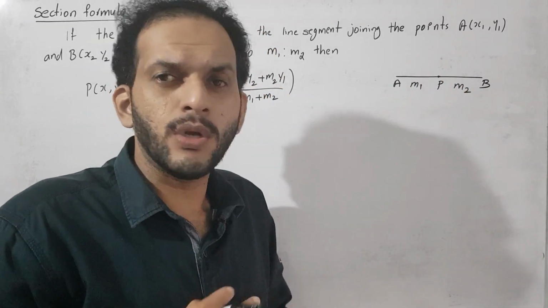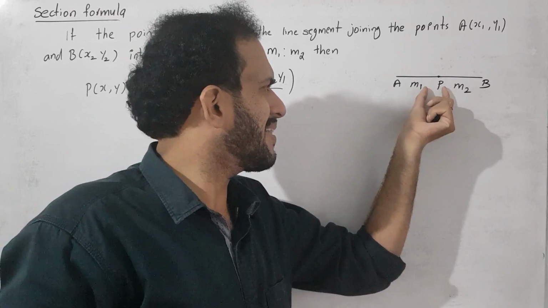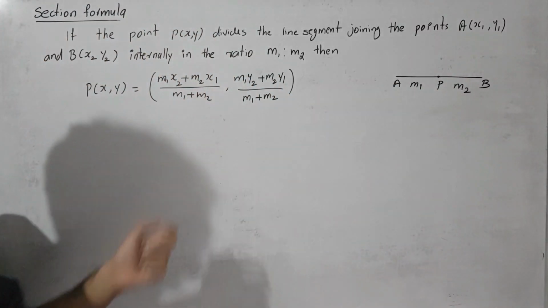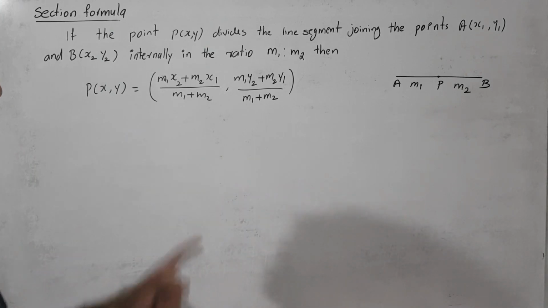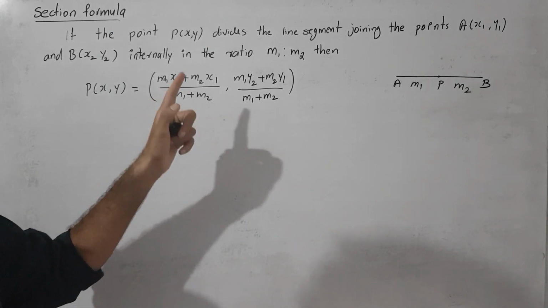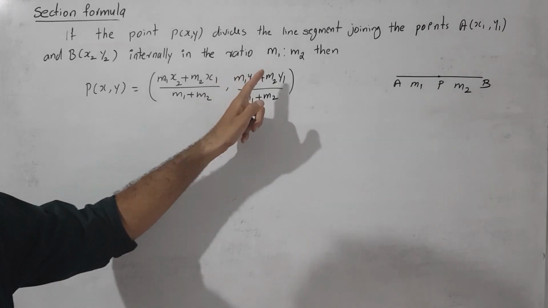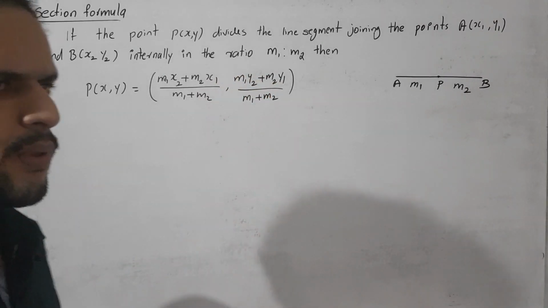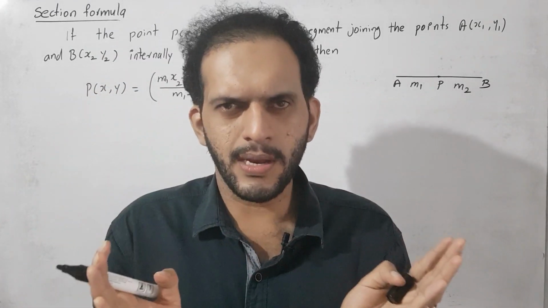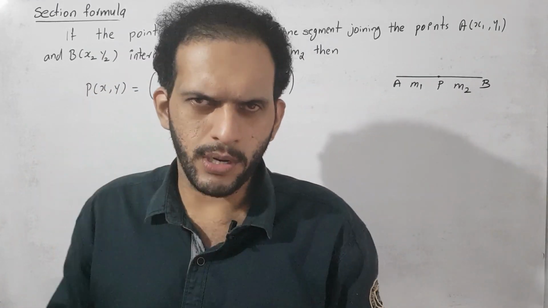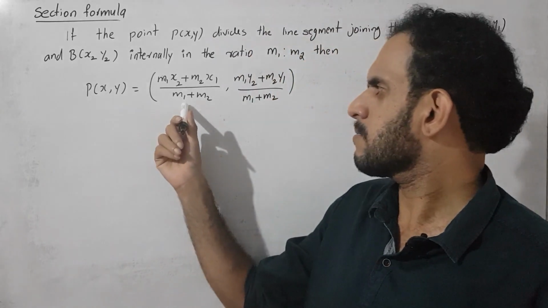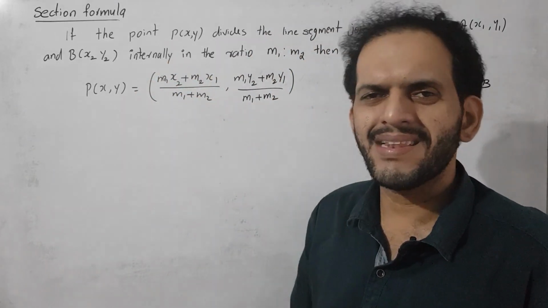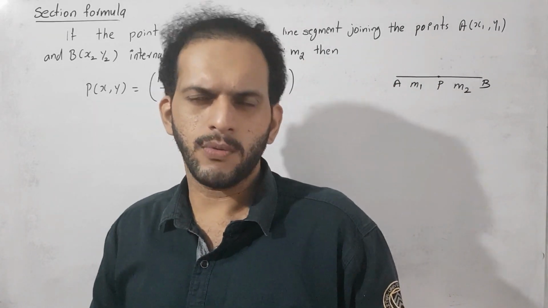So how do we find the coordinates of P, the dividing point? We use the formula. That formula is (m1x2 + m2x1)/(m1 + m2), (m1y2 + m2y1)/(m1 + m2). Okay, the section formula is always in the form of a coordinate, x coordinate and y coordinate. This is the coordinate of the point dividing internally in the ratio m1 is to m2.